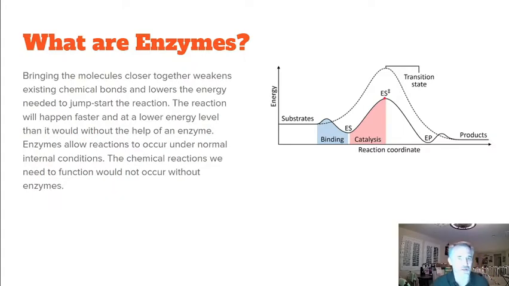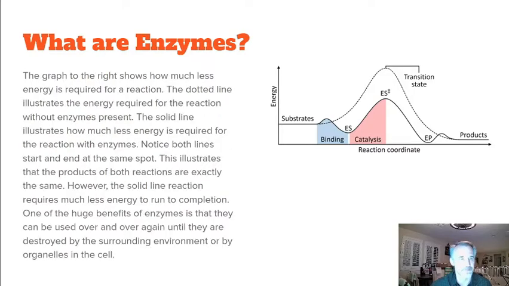So bringing the molecules close together weakens the existing chemical bond and lowers the amount of energy needed to jumpstart the reaction. The reaction will happen faster at a lower energy level than it would without the help of enzymes. So enzymes allow reactions to occur under normal internal conditions. The chemical reactions that we need to function wouldn't necessarily occur without these enzymes, because they would occur either way too slow for us to get any use out of it, or would require way too much energy, which would be a waste of ATP, right? That we would have to use to actually get it going.